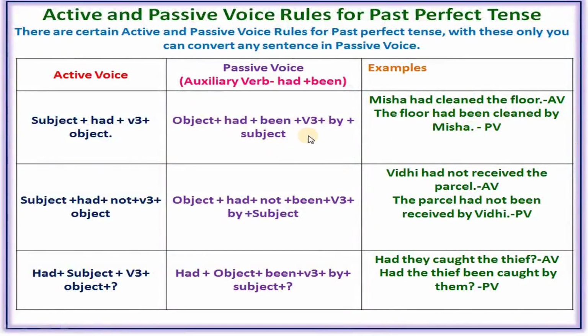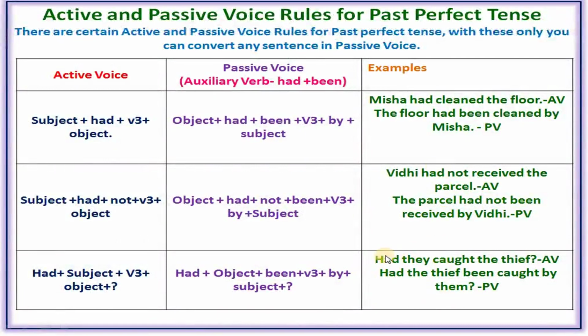The next one is negation. Vidhi had not received the parcel. So here Vidhi is the subject and received is the verb. The parcel is the object. The parcel had not. So according to this formula, negation is there. That's why not been received by Vidhi. So the parcel had not been received by Vidhi. This is the passive form of the above sentence.